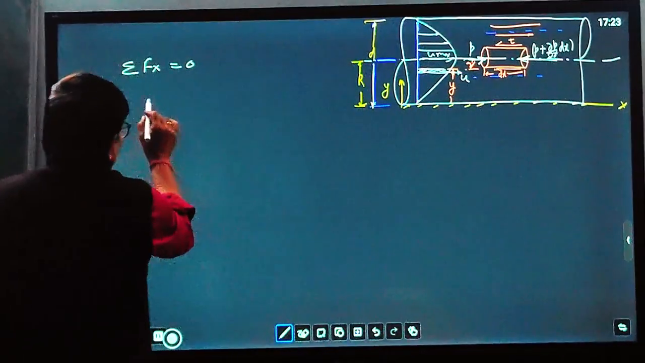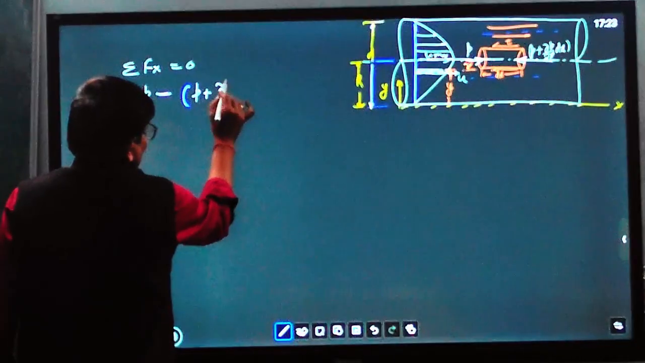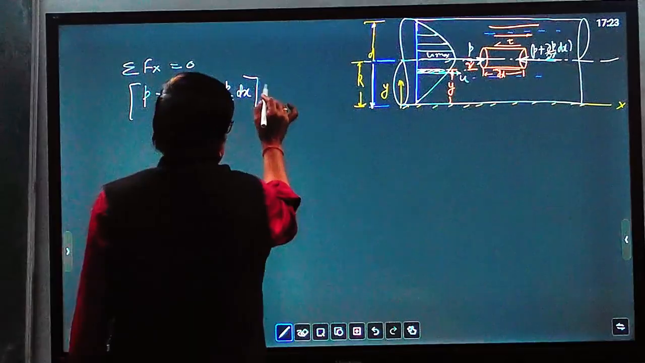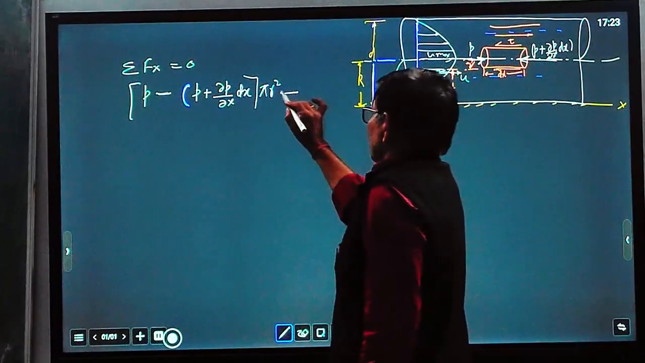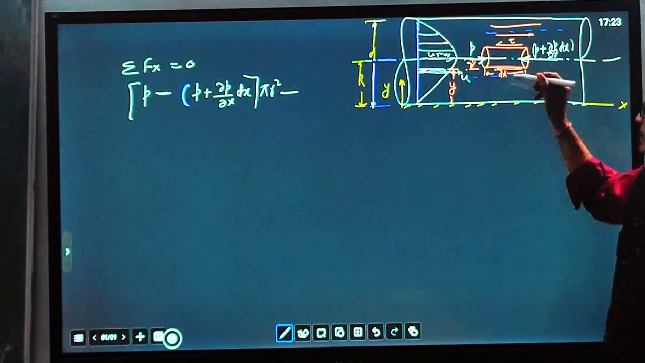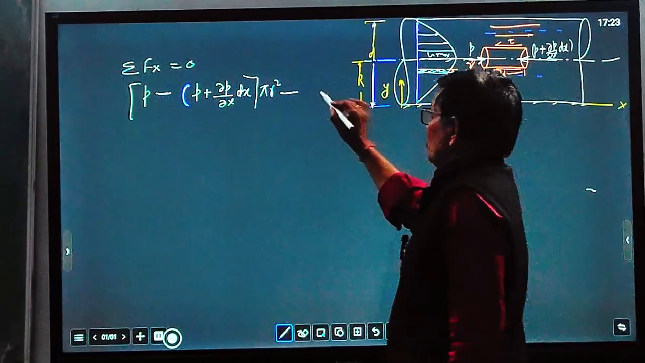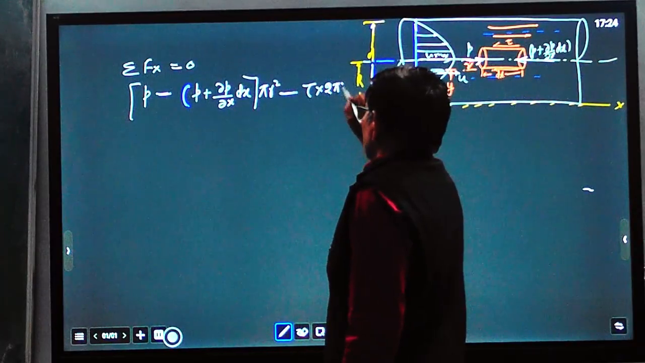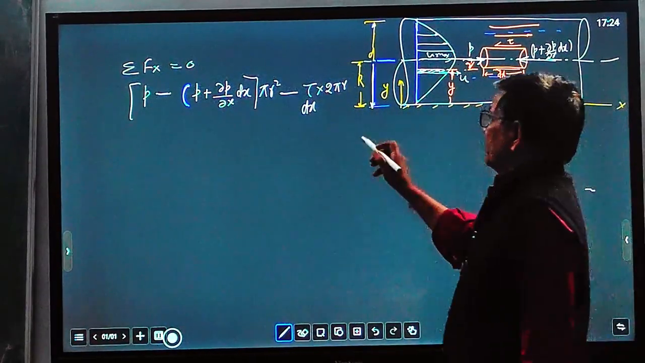So the net force equals p minus p plus del p over del x dx, multiplied by area. The area is pi r square, and minus the shear stress, because this element will experience resistance from the shear stress. Due to this shear stress, the force acts opposite to the direction of movement of this element. So that will be tau, the shear stress, into the area 2 pi r dx. Tau into 2 pi r dx is the area, and that will be equal to 0.